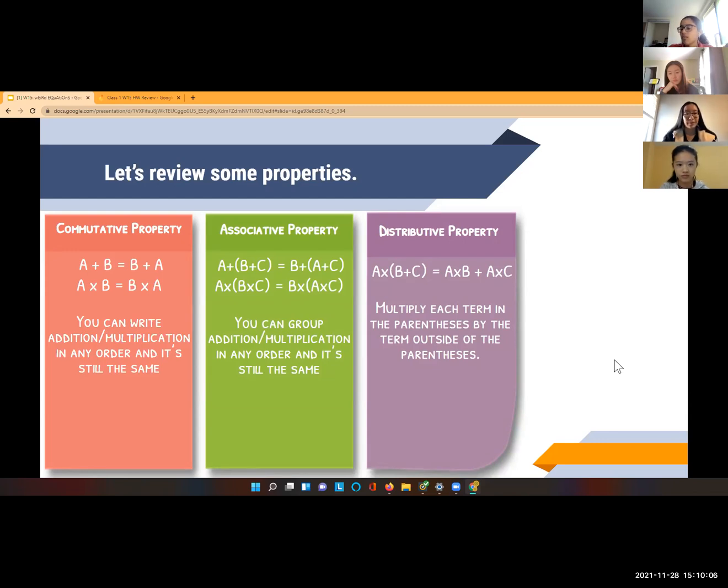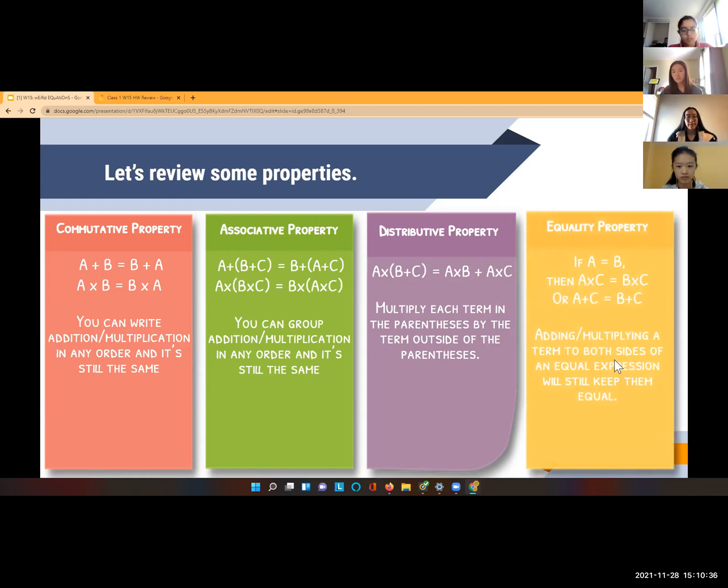And then the third one is distributive property. So if you have something multiplying by two things inside the parentheses, you can distribute them. So the problem we see is A times the quantity of B plus C, close quantity. And you can distribute the term outside the parentheses to the terms inside. So that is equivalent to A times B plus A times C.